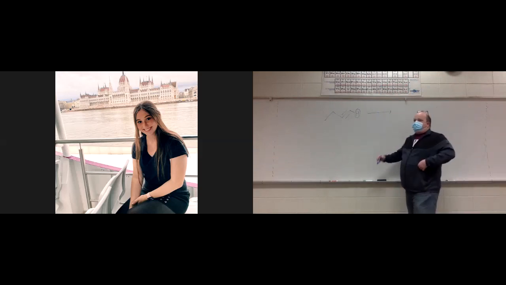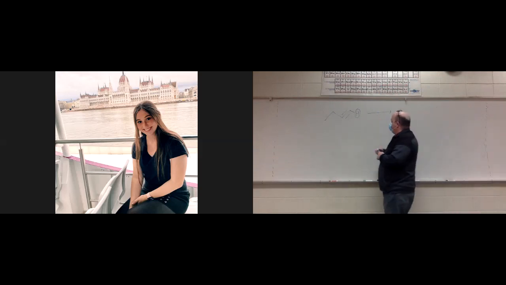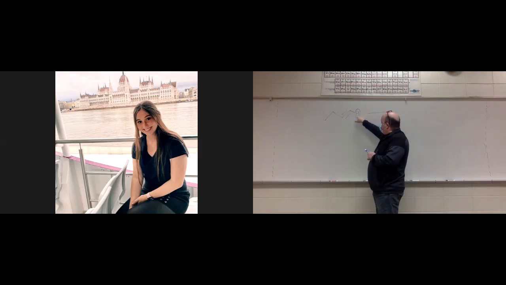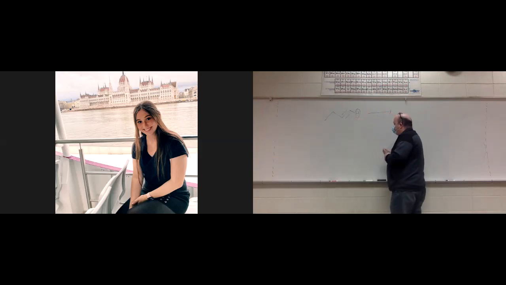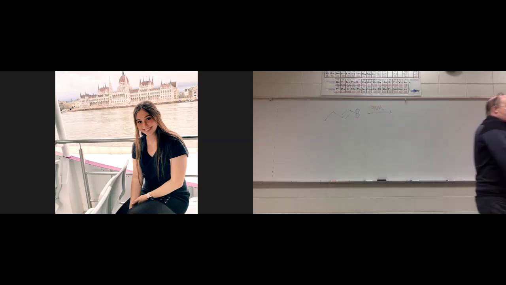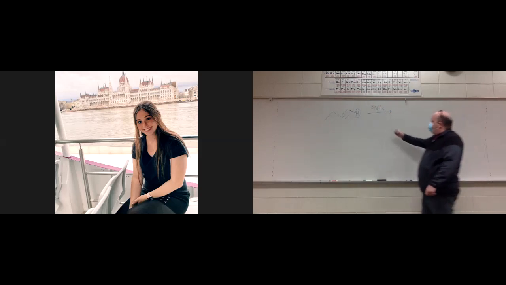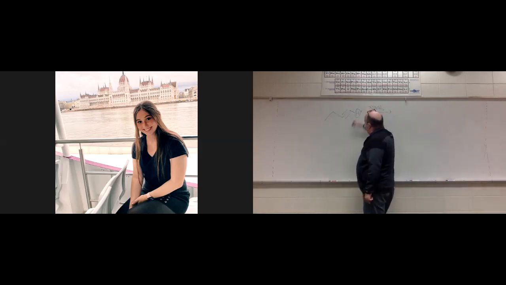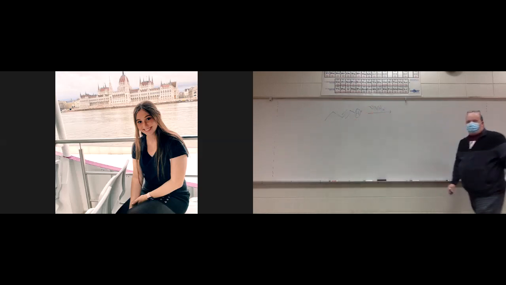So if you have a strong enough base here, the base can actually pluck off this hydrogen. For example, let's say we had NH2 minus, that's the amide ion. Very, very strong base. We add that to this terminal alkyne, it can pluck off that hydrogen.